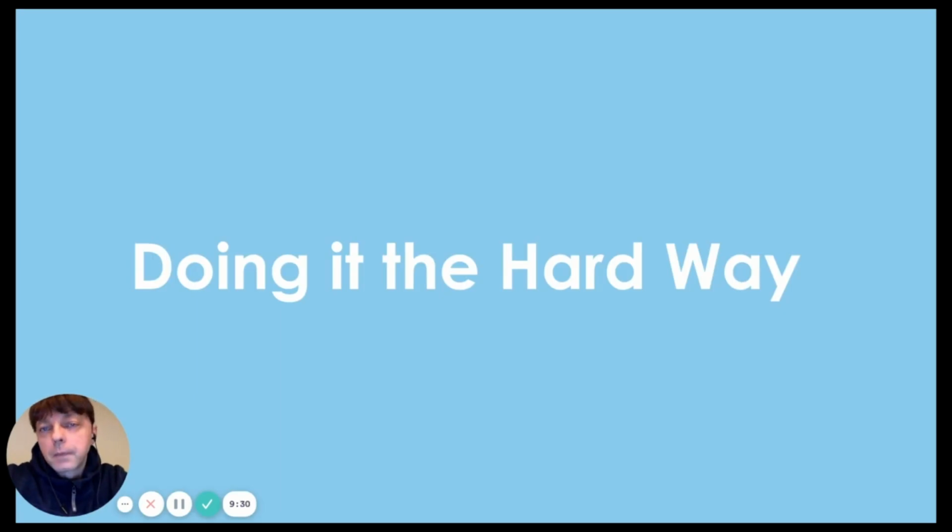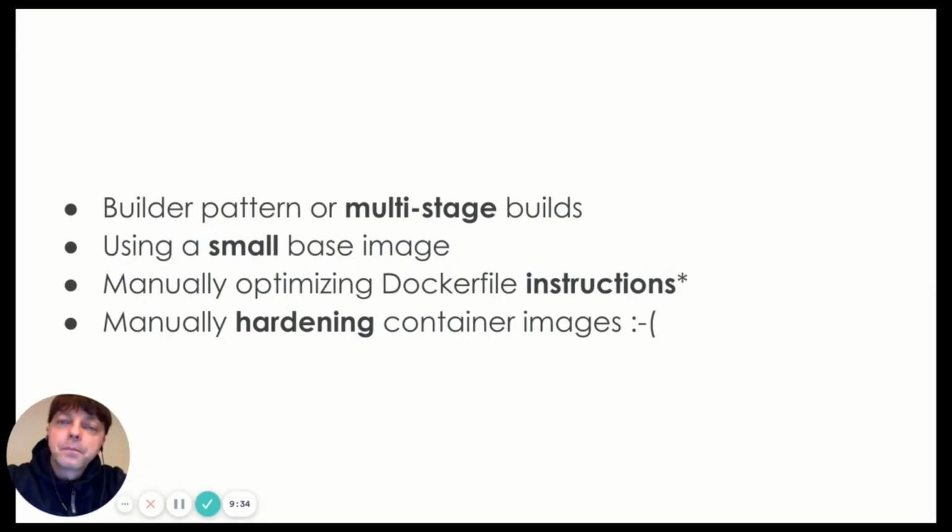Speaking of the hard way, let's make more manual improvements to our container image. I'll skip manual image hardening. It's complicated, it's messy, it's brittle, and it's time-consuming. And we already got a taste of what it's like to manually optimize the Dockerfile instructions with our application dependencies. There are a lot more there. I'll focus on the multi-stage and smaller base image steps.